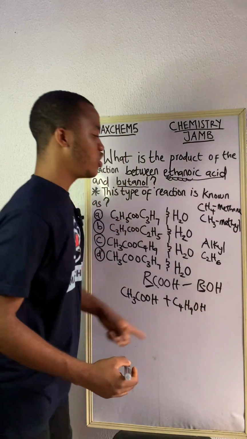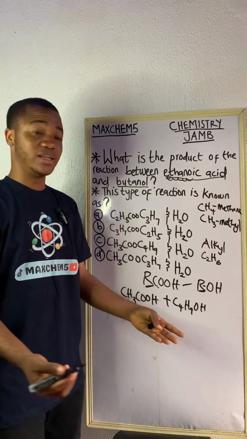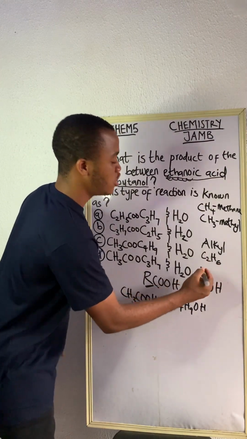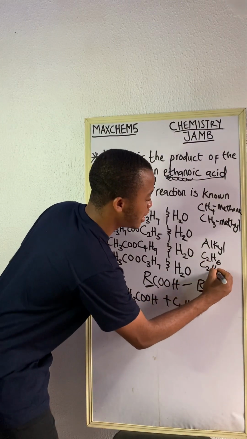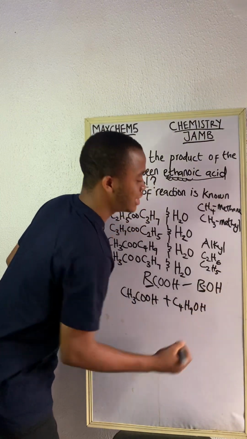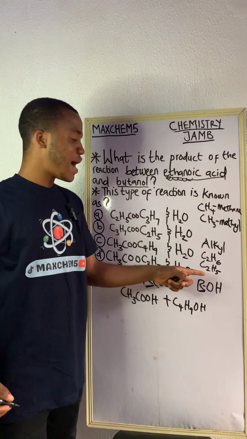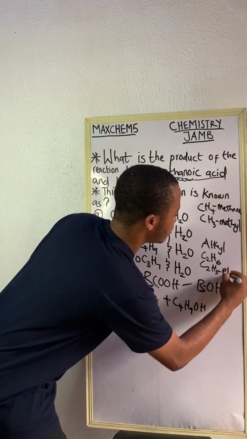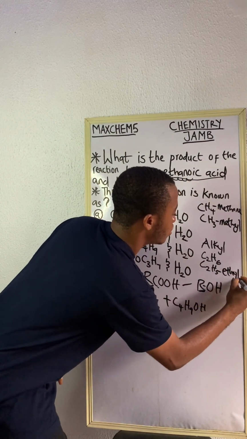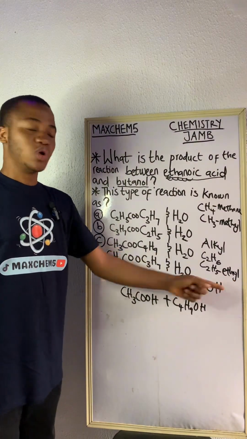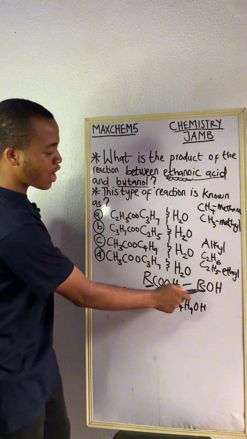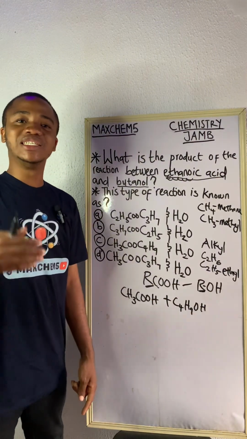Another example is C2H6. We all know this to be ethane, right? Our normal ethane that belongs to the alkane family. If you remove 1 hydrogen from this alkane, you are going to have something like C2H5. This is an alkyl group. And this alkyl group is called ethyl. You see? It's called ethyl.